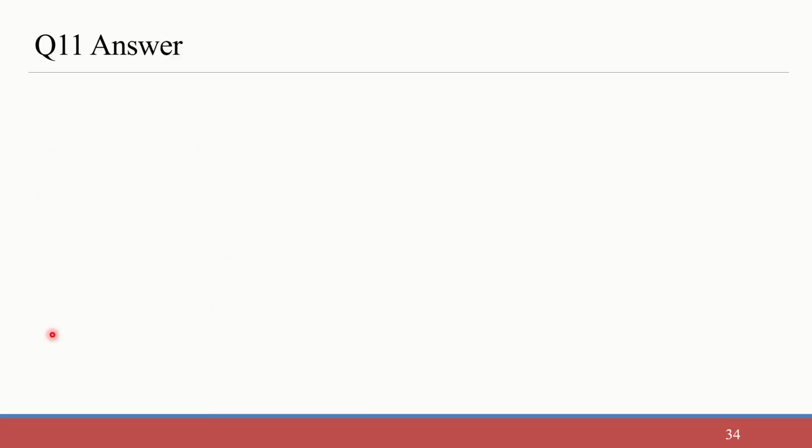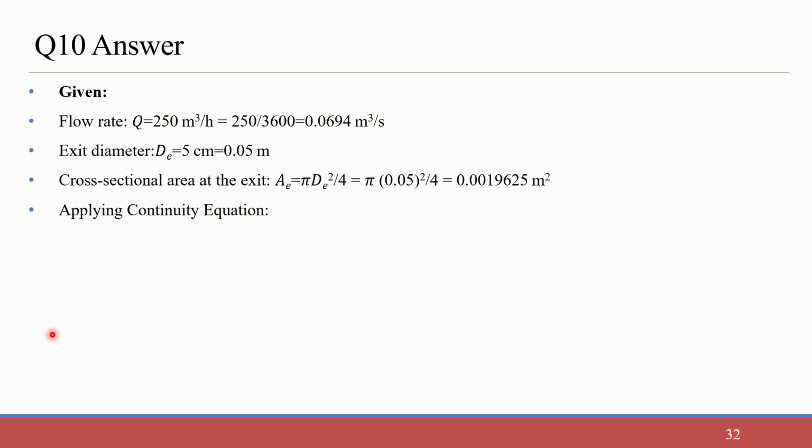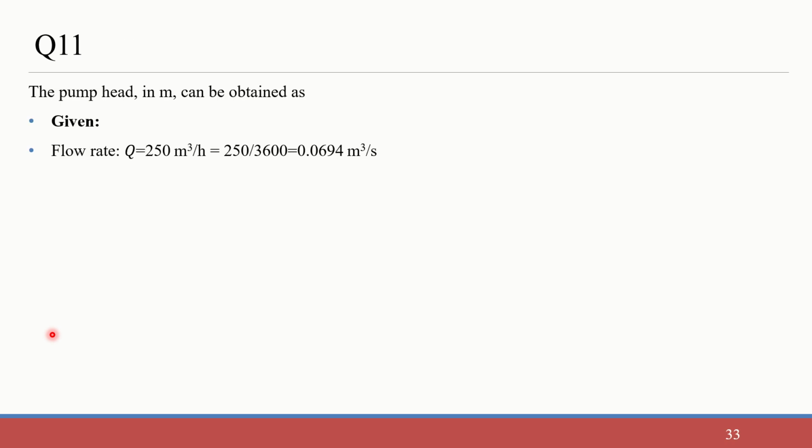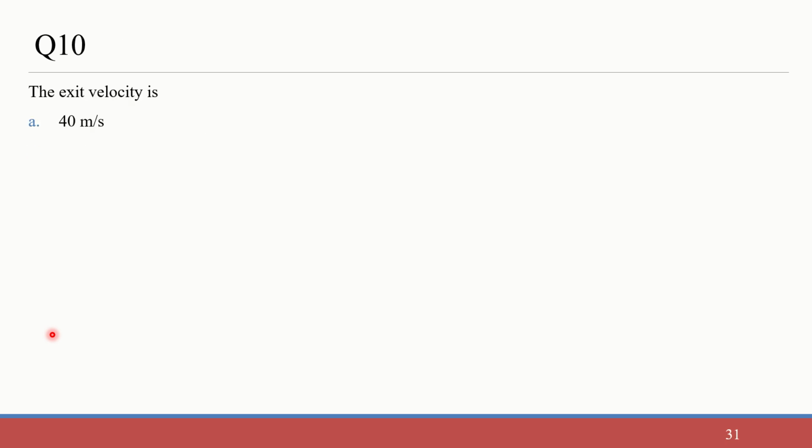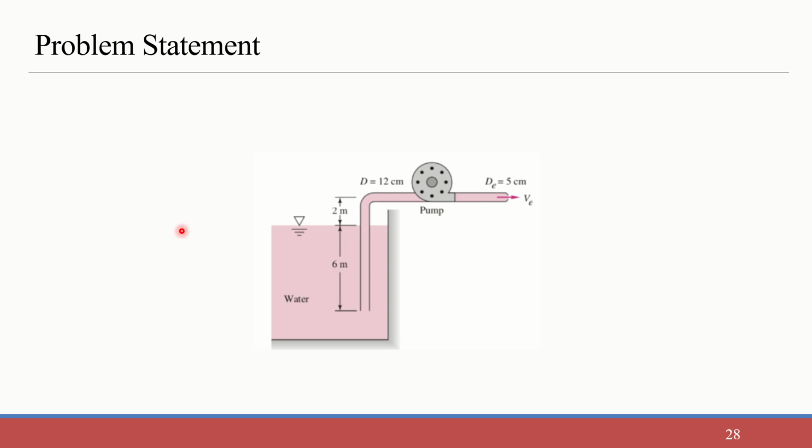We'll go to question 14. So we are asked to find the pump head in meters. So what we are doing, we are taking point 1 as the free surface of the reservoir and point 2 is at the nozzle exit of the reservoir. So between point 2 and point 1, if we look at the figure carefully, it is 2 meters, it is not 6 meters. We are not taking the pressure at this point, we are taking it as open to the atmosphere, so it is 2 meters.